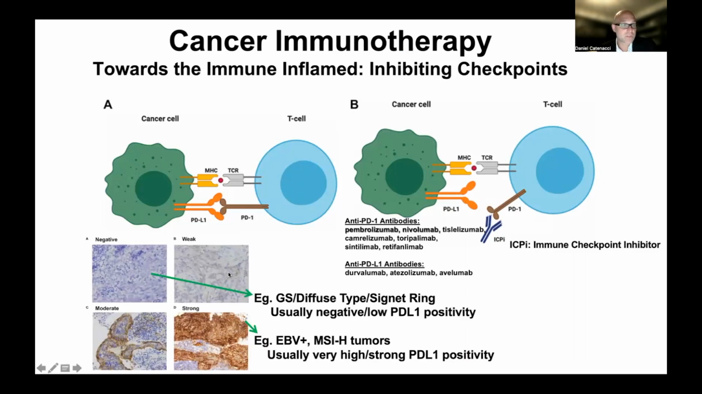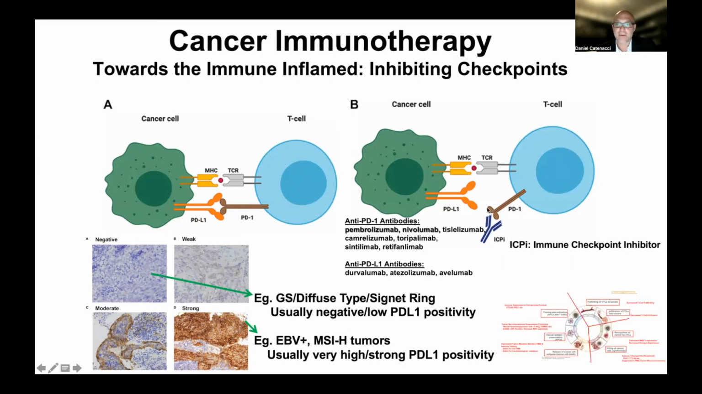We also talked about how PD-L1 is scored with combined positivity scoring, and you can see examples of completely negative or low levels versus strong levels. And when we think about different types of tumors that fit into these different categories, generally speaking, those tumors like Epstein-Barr virus and MSI-high tumors, those two categories of the TCGA that we talked about earlier in this talk and in previous talks, tend to have really high expression levels, whereas diffuse type of genomically stable signet ring usually have low or negative PD-L1 expression.